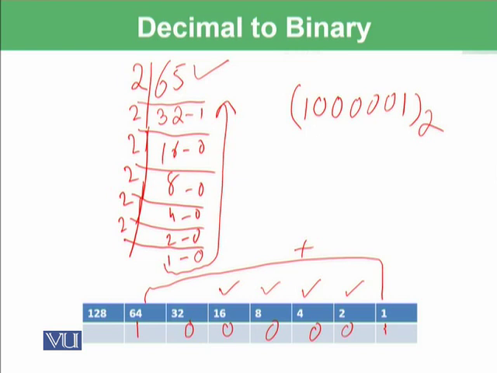Similarly, I can explain another example. For example, you want to display 32. So you need to turn 32's cell to 1 and put zeros in the other cells. So this will represent 32.